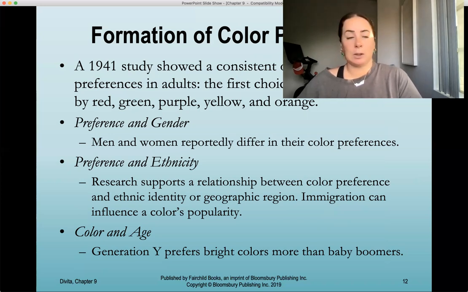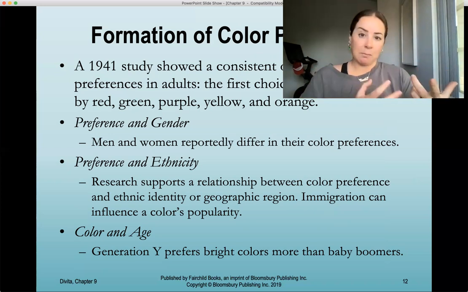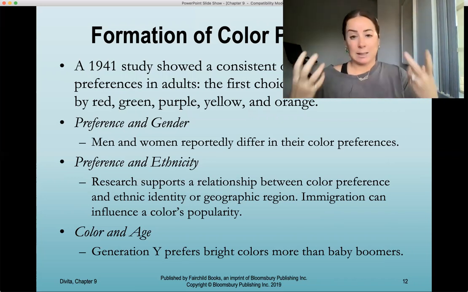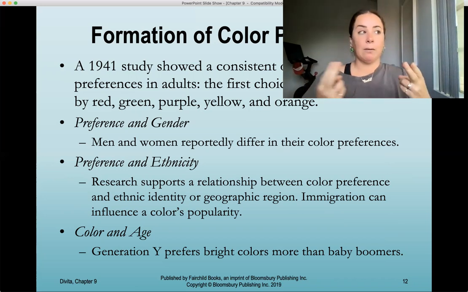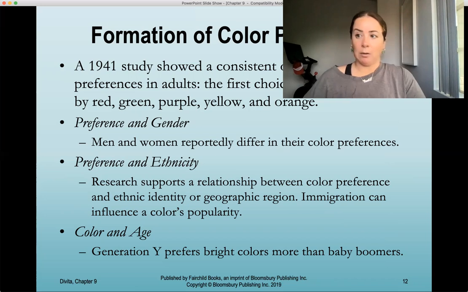Immigration can influence a color population. So when we think about someone that lives in India, New Delhi, and then someone that lives in Paris, France, are they wearing different colors? Are they choosing different colors? Is it partly because of where they live, what they're influenced by environmentally, also part of their culture, right? So preference with ethnicity also has a huge play.